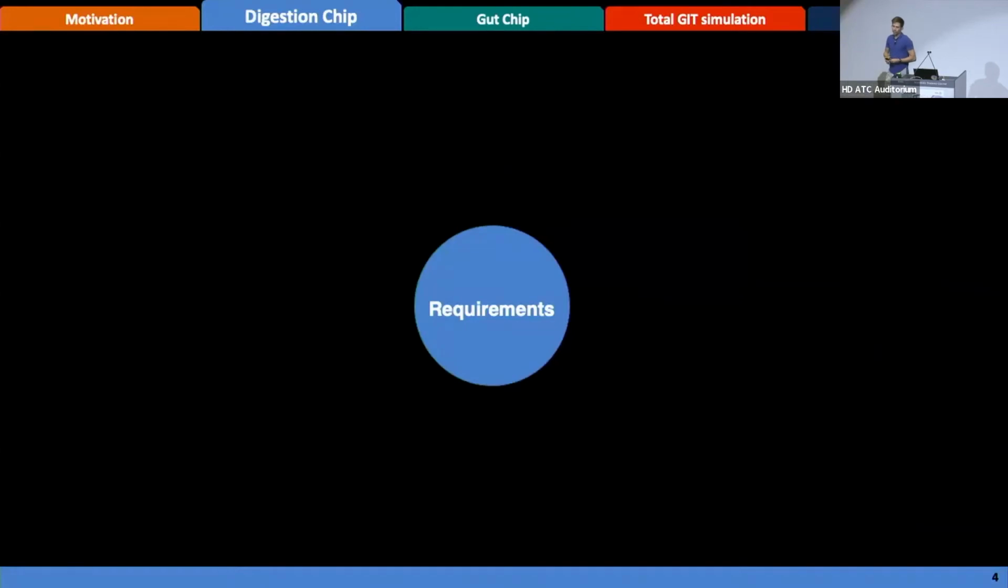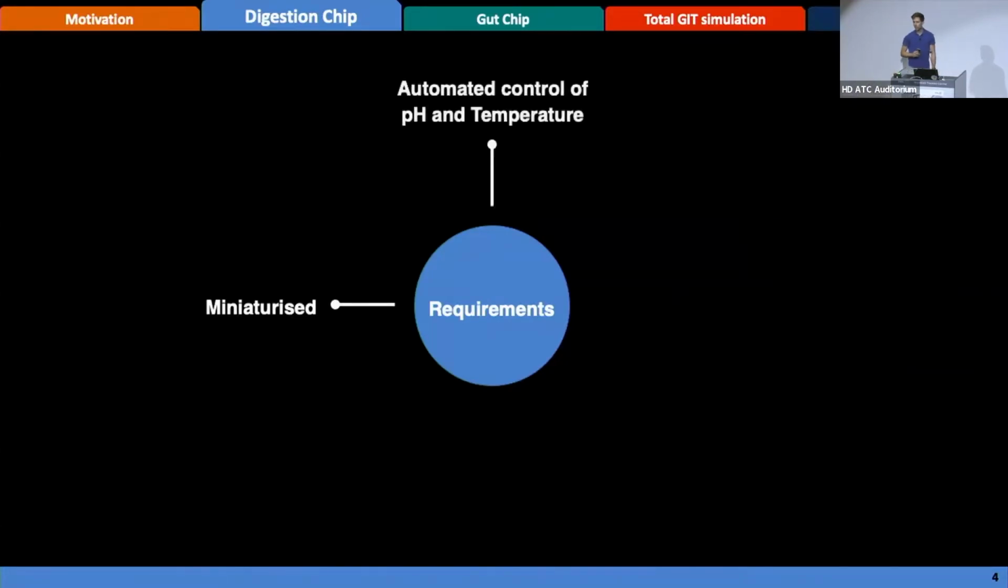Now, for our digestion chip, we set a list of requirements. So we wanted it to be miniaturized, specifically because we want to be able to use very small amounts of sample. We want to have automated control of pH and temperature, so we want minimal user interface in our device. And we want to assure constant mixing because it's going to help with our reaction rates.